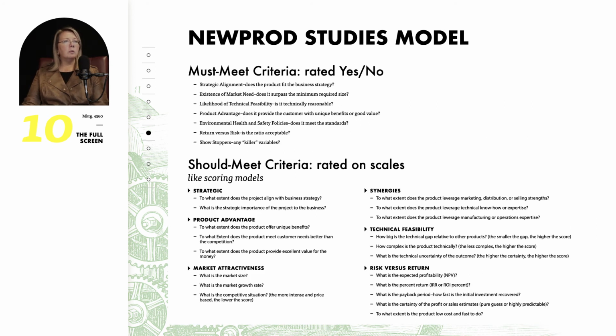Another one, this one's called the New Prod Studies model. And in this one, there are some criteria or factors that simply have to be met. And so if those factors aren't met, you could consider those culling factors, and those new product concepts would just be pulled off the list. Okay, and then beyond that, if they meet those, then there's these other criteria down here that would let you score each of the products that passed that first level of screening on the full screen.